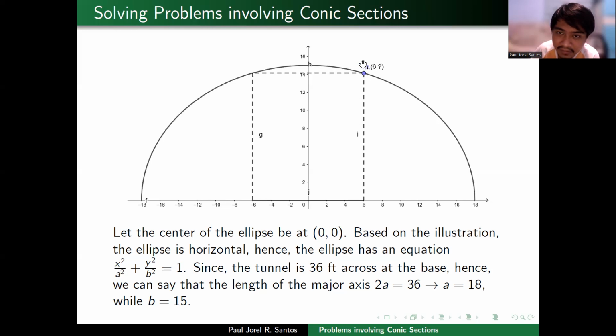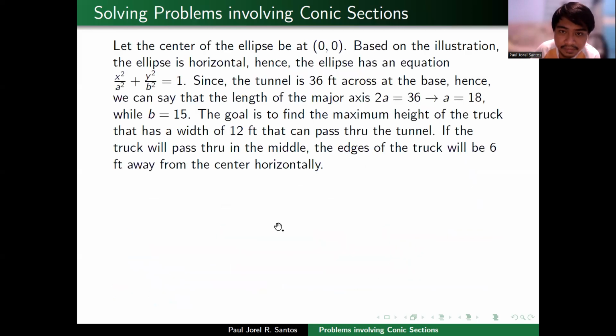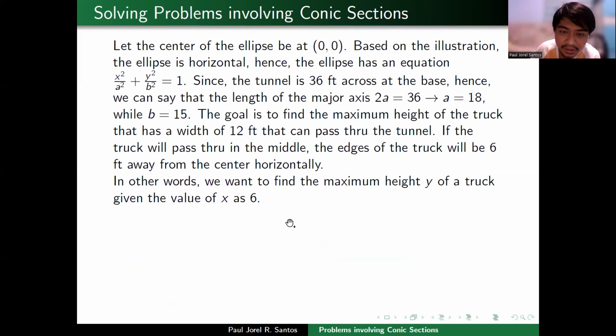So, since we have here a point A and we know that the abscissa of this point is 6, we need to find the value of y, or the coordinate, because that will be the limit of the height of the truck that can pass through this semi-ellipse. In other words, we want to find the maximum height y of a truck given the value of x as 6. We have this equation, the standard equation.